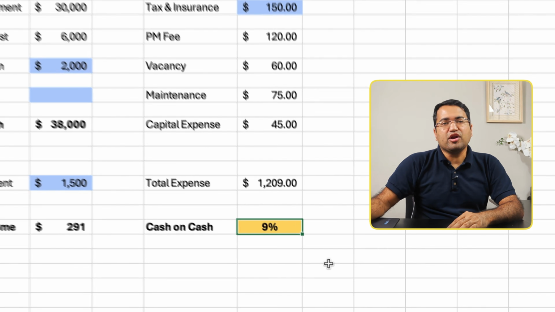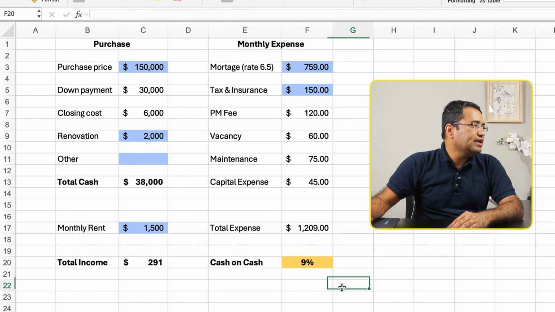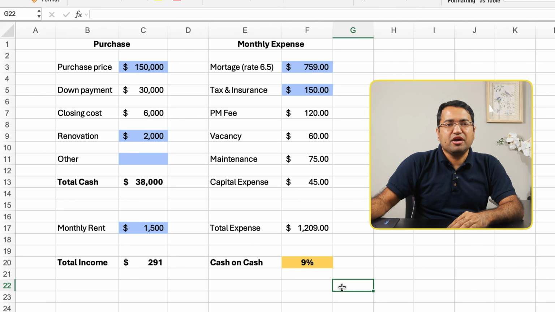So this is the real power of this spreadsheet. You put in only 5 numbers, you calculate everything automatically. So you put the purchase price, you put the renovation cost, you put the monthly rent, you put mortgage payment and tax and insurance. Those are the 5 variables, and you get all the values, cash on cash return 9%.